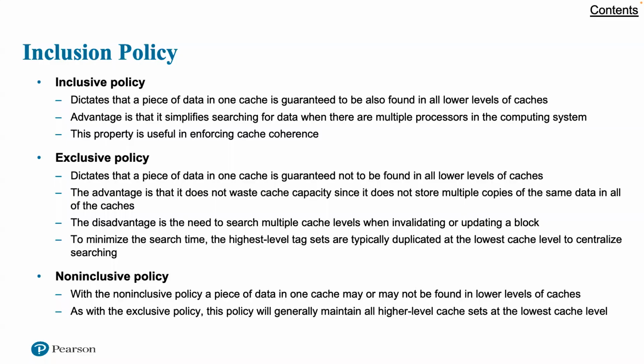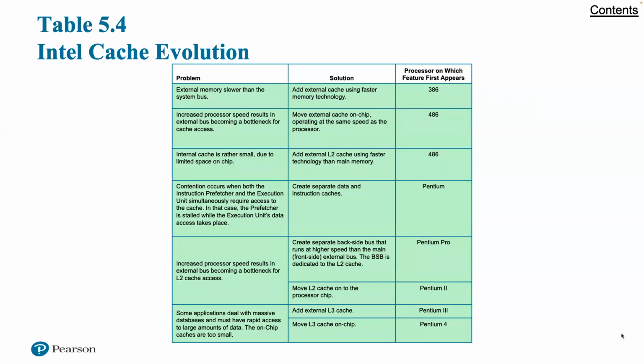For the same difference in block sizes, if a portion of the block is promoted from the L2 cache to the L1 cache, the exclusive policy requires the entire L2 block be evicted. In contrast, the non-inclusive policy does not require this eviction. As with the exclusive policy, a non-inclusive policy will generally maintain all higher level cache sets at the lowest cache level. Okay, that's a lot of information that we got there.